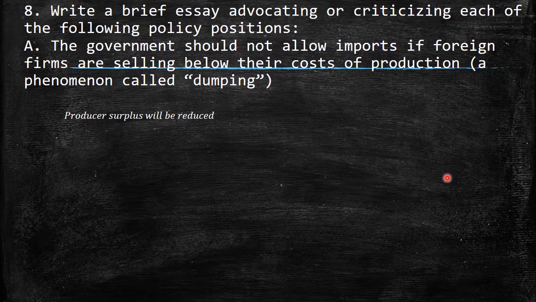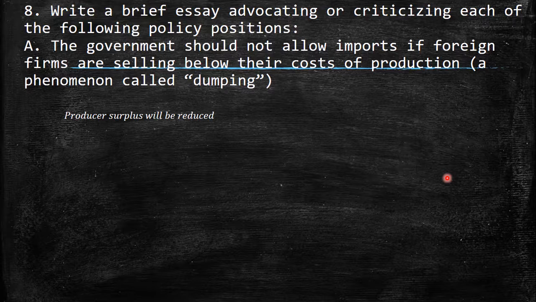So here I analyze in a positive way. Obviously you can take the view that you don't agree with this policy. So for example, as a positive, you will see how from one side the producer surplus will be reduced.